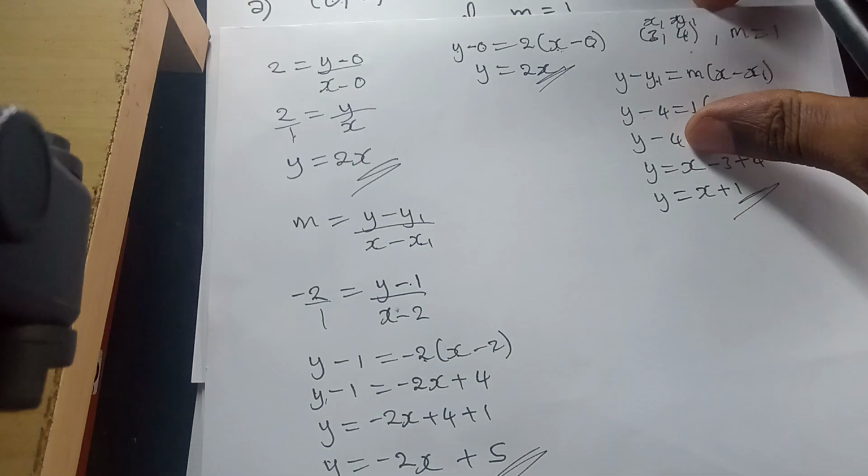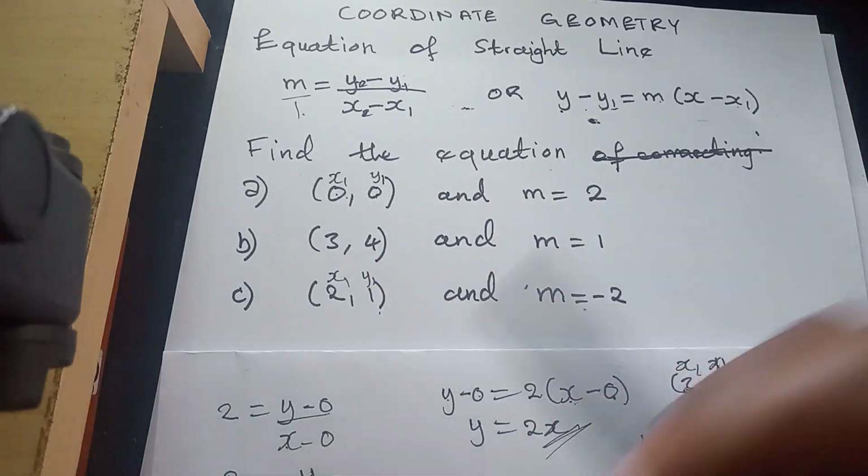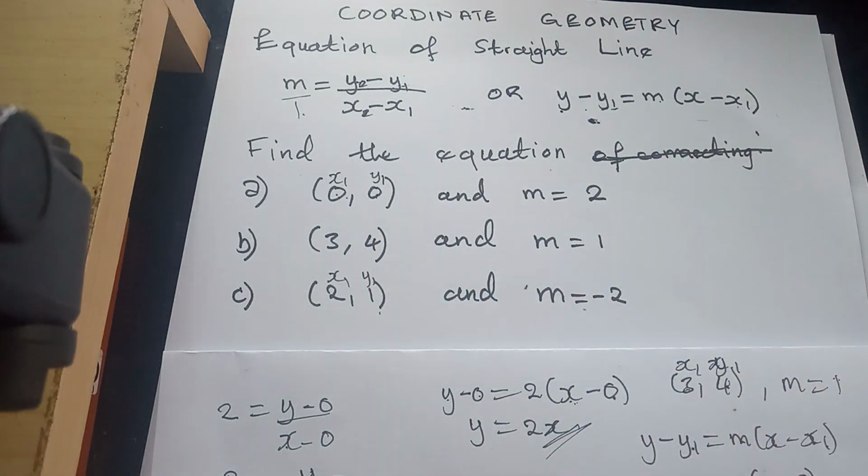So it's this easy when you have the gradient and 1 point on that line. This is the method we use.